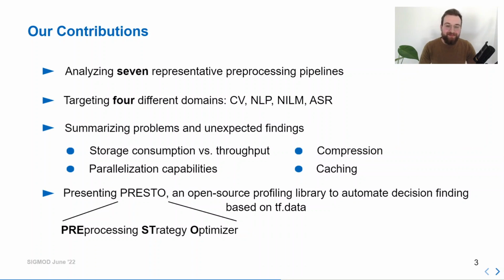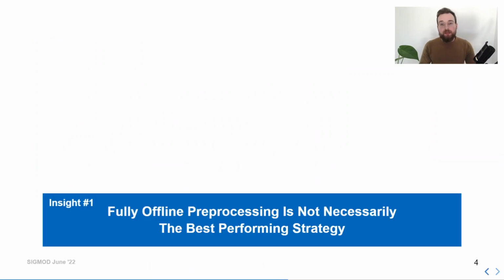So let's jump into our first insight, which is fully offline preprocessing is not necessarily the best performing strategy. Our motivation was an example of this, which features the following CV pipeline.